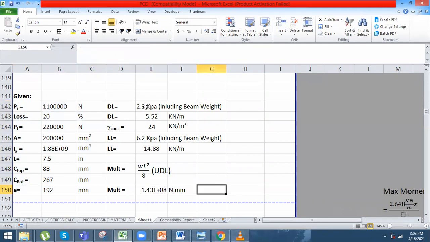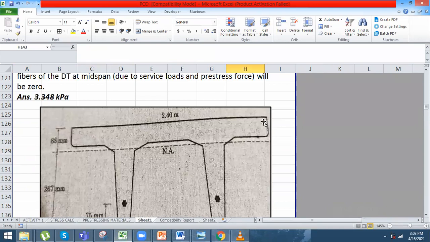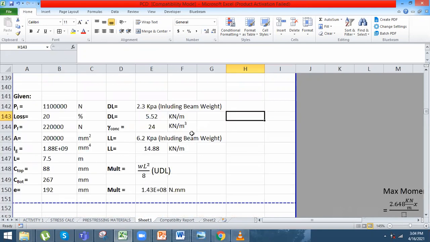So, dito, we have 2.3 kilopascal, which is pag multiply natin sa 2.4, saan galing tong 2.4, sir? Where does the 2.4 come from? The 2.4 is ito. Pag meron tayong pressure at gusto natin yung ikalat sa entire length of the beam, multiply lang natin siya sa kanyang tributary width, which is 2.4 para maging kilonewton per meter. Okay? So, same true para sa ating live load na 6.2 kilopascal. We're just going to multiply that 6.2 sa 2.4.